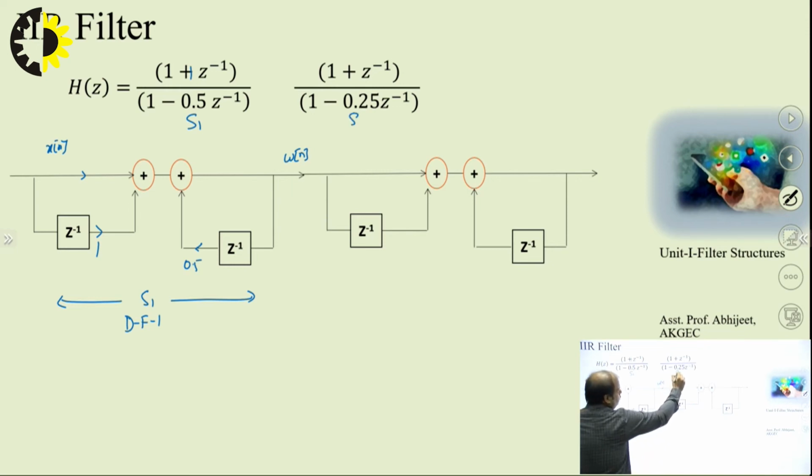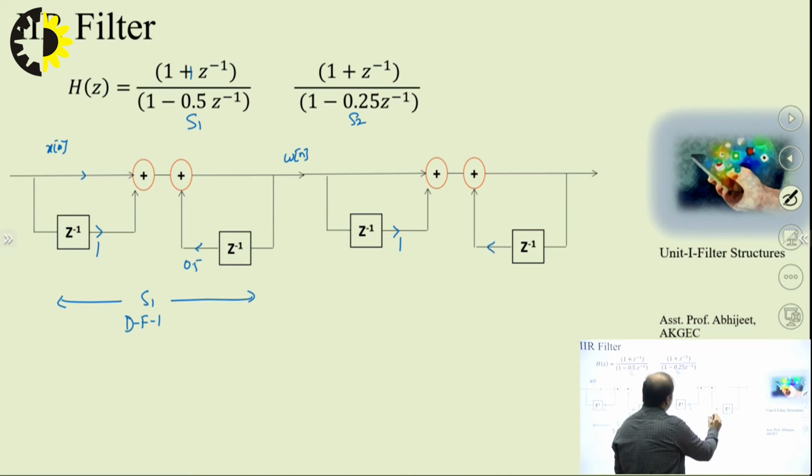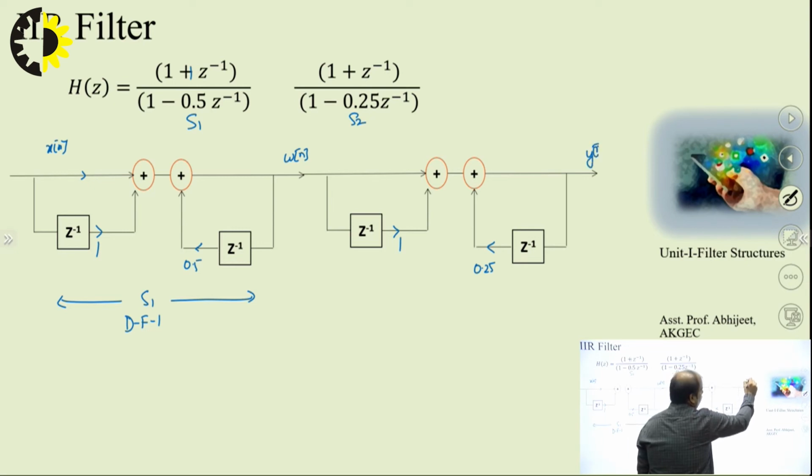The second system is S2, where the zeros are again on the left hand side. So this is positive, nothing else is required. And here the poles will come, 0.25, and we will eventually have the output of the overall system. This is called the cascade connection.